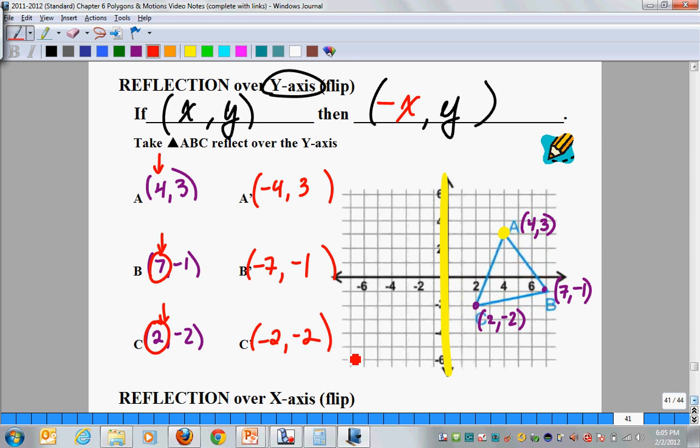Let's plot those points and see what happens. -4, +3, that's our sub A. -7, -1, that's our sub B. -2, -2, that's our sub C. Close it up. Now you can see we have an exact mirrored image. It has simply been flipped over the y-axis. That's called reflection over the y-axis.